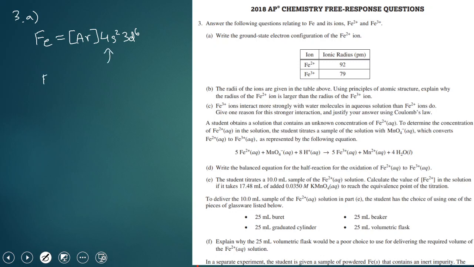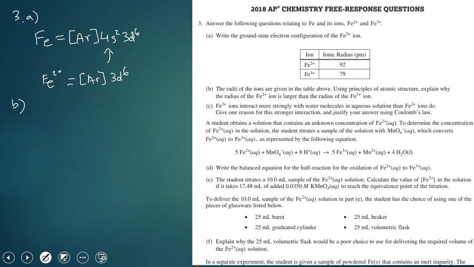So our Fe2 plus is actually going to be, oops, I don't know why I wrote a theta sign, it should be an E. So Fe2 plus is actually going to be argon 3d6. If you write it in full, it would be 1s2, 2s2, 2p6, 3s2, 3p6, 3d6, without the 4s2 in the middle. Okay, so that was part A.